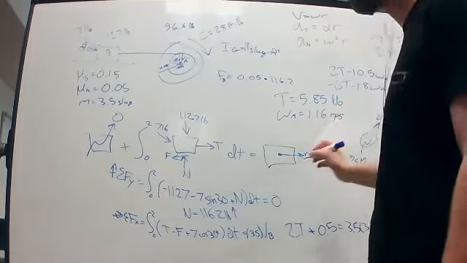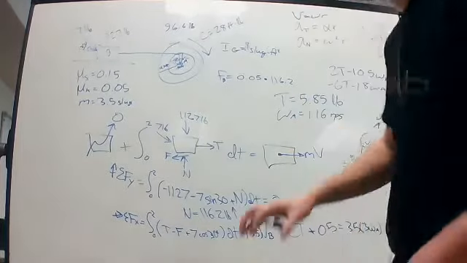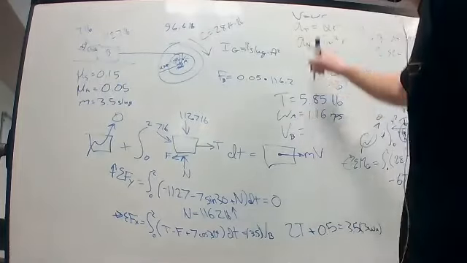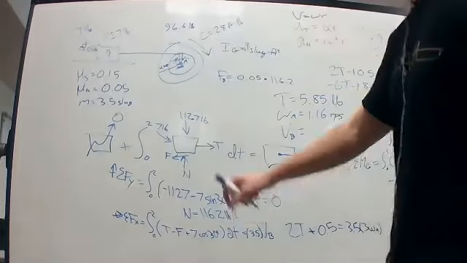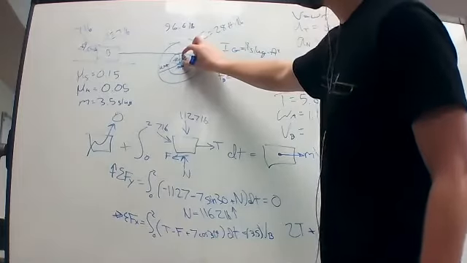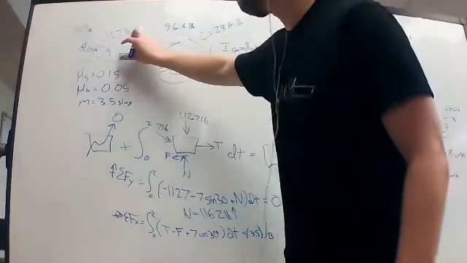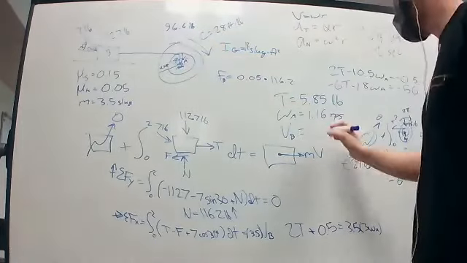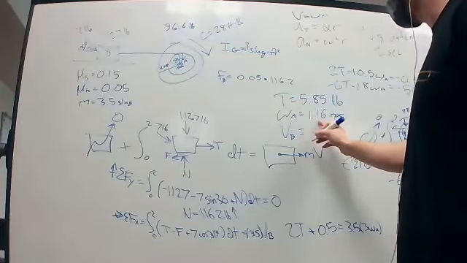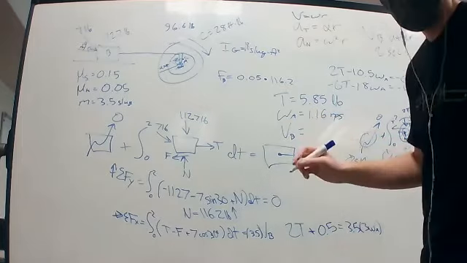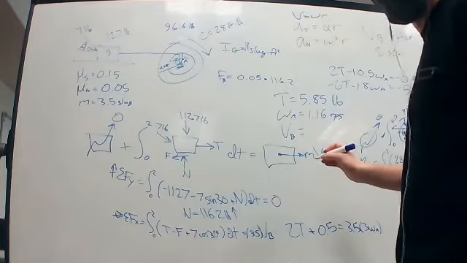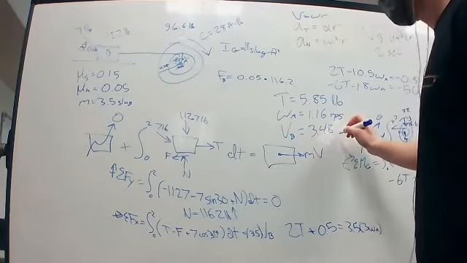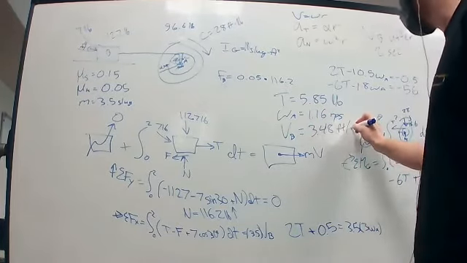And the problem was asking for a speed of the block. So V is going to be omega R, R being the distance from A to here, because velocity of the block is going to be the same as velocity of this point, the end of the rod. So that's going to be 1.16 times 3 feet, which gives us 3.48 feet per second.